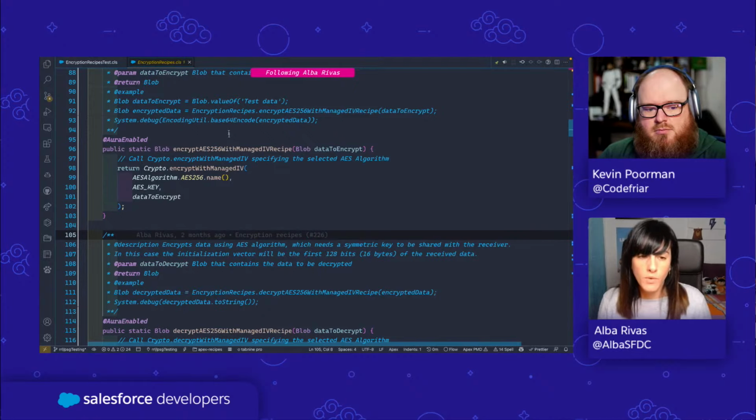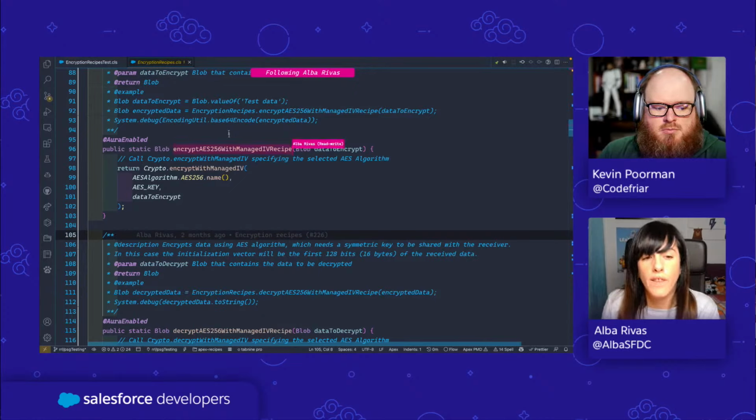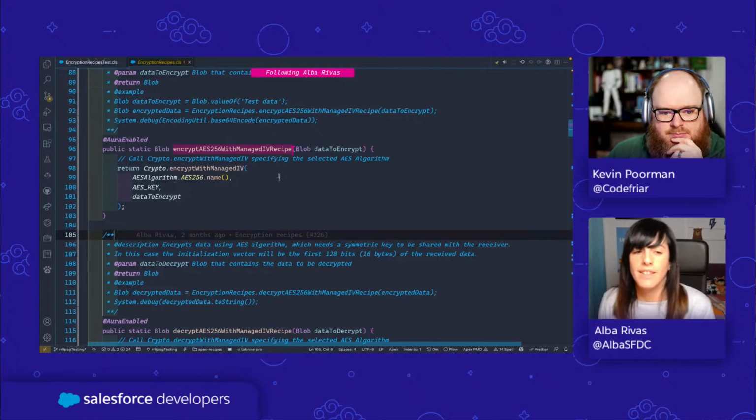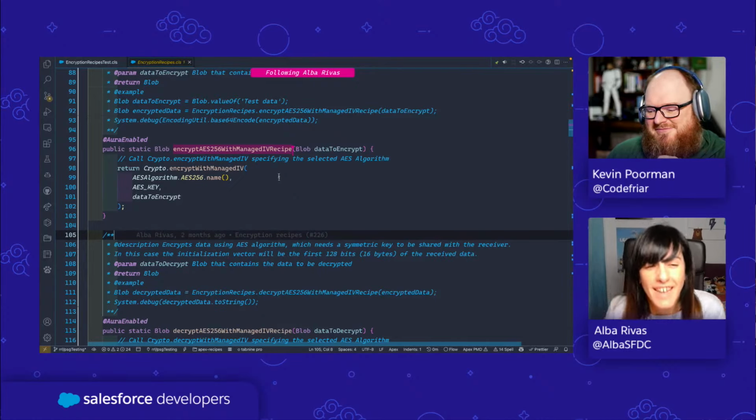Yes, so for instance, we can start talking about this method here. Hopefully you can see it highlighted on the screen, right? Yep. Okay, it's my first time with Live Share, and this is super exciting.